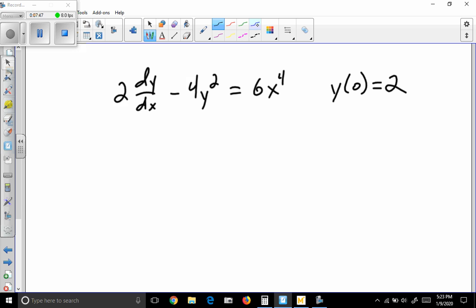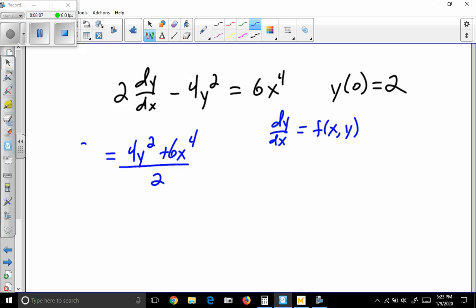So first of all, we need to find f of x, y, which is what dy over dx is equal to. If we isolate dy over dx, we're going to move 4y squared to the other side, and we're going to divide both sides by 2. So f of x, y is 2y squared plus 3x to the fourth.